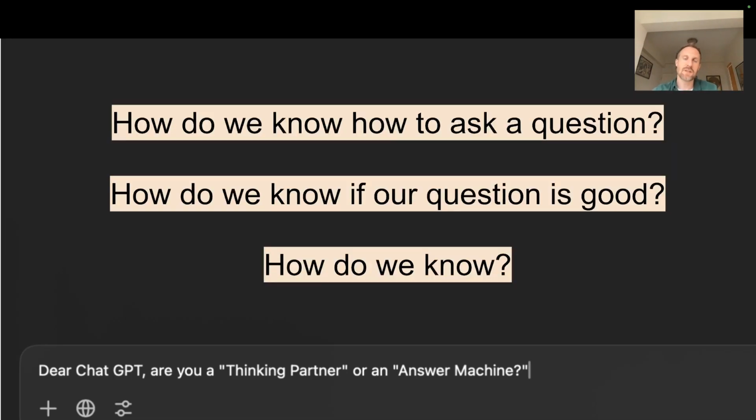So I'm going to finish this lecture with these 3 questions. And you can see that they're not questions that can really be easily answered. They're questions that are intended to guide you. First question, how do we know how to ask a question? Second question, how do we know if the question is a good question? Third question, how do we know? What's the basis of our knowledge?